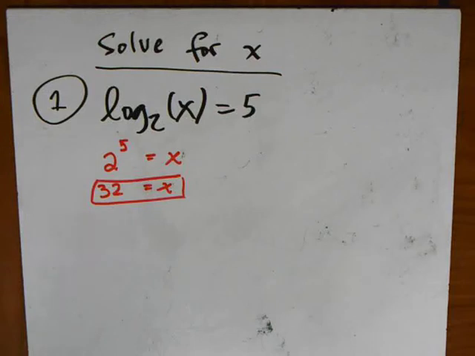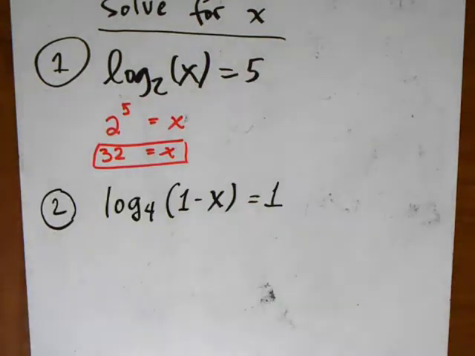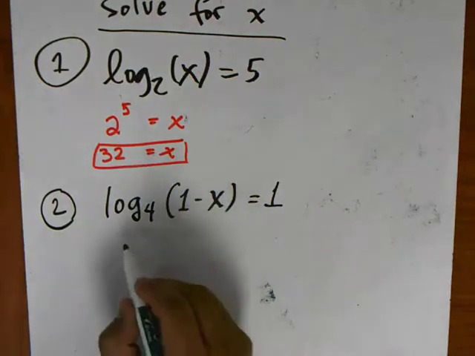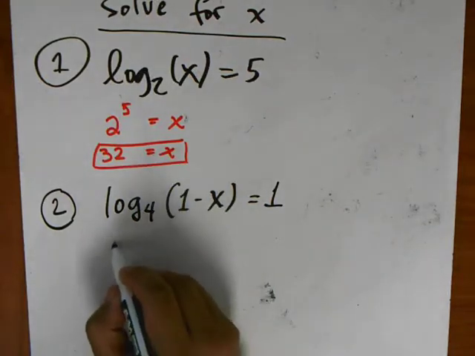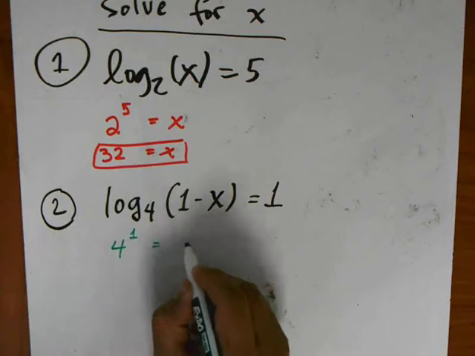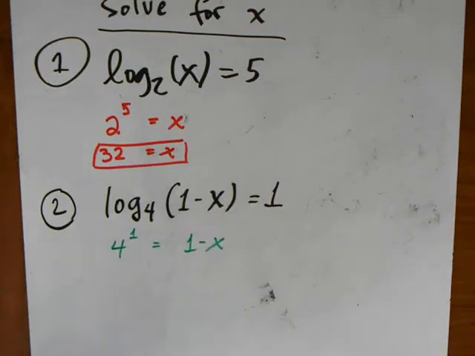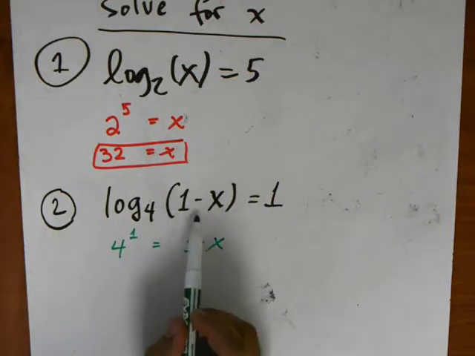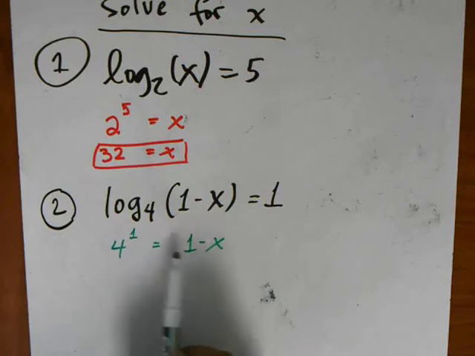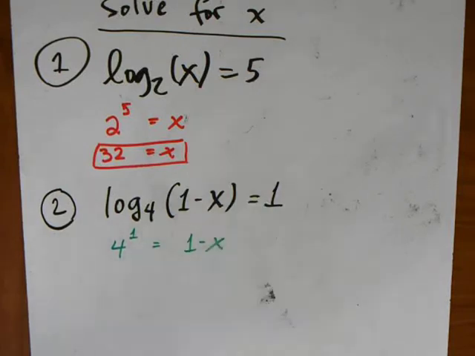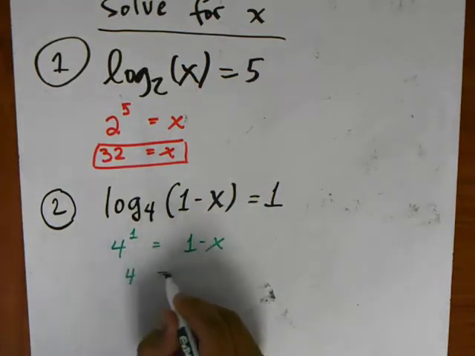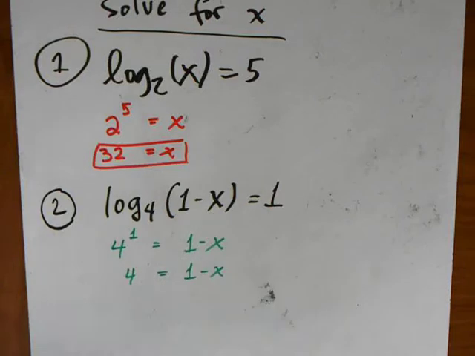Well, let's try another example that's a little bit more complicated. In this next example we have the equation log base 4 of (1 minus x) equals 1, and we'll apply the same step as before: convert this into exponential form. It's 4 to the first equals 1 minus x. In exponential form the expression inside the log comes outside, base to the exponent. So that means 4 equals 1 minus x.